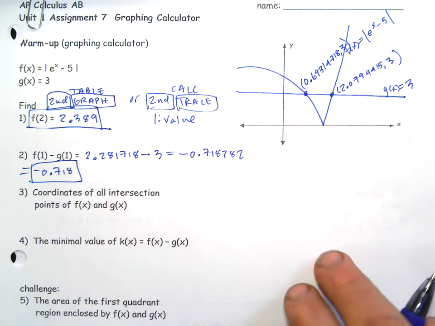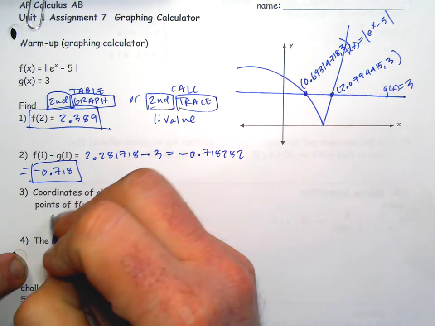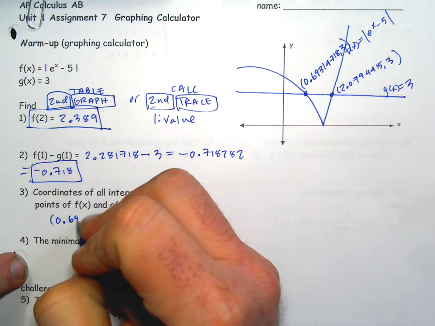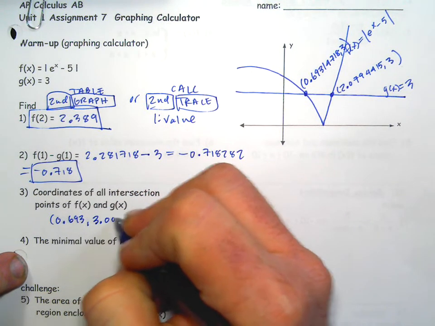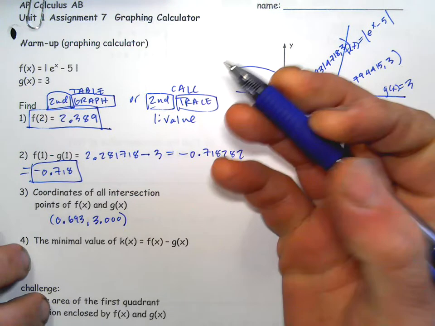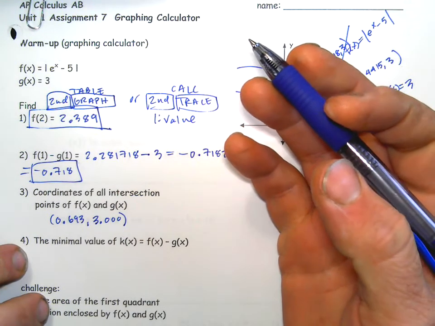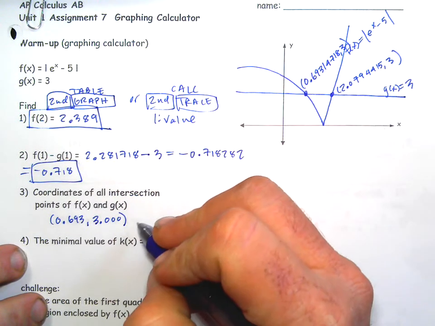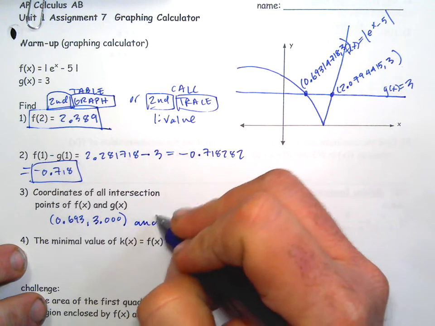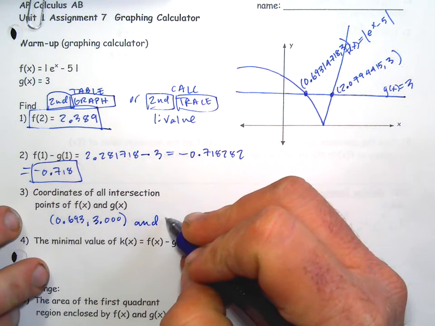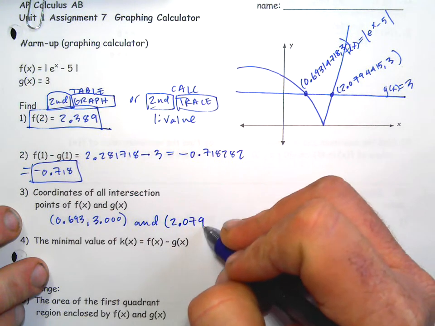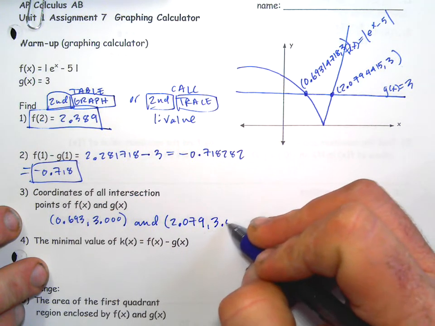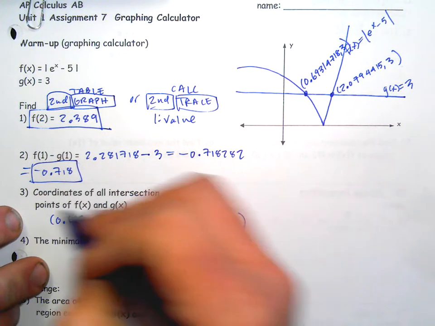So the coordinates of the intersections are 0.693, comma 3. We can put 0.000 if you want, just to communicate that you're intending to give 3 decimal accuracy, even though it came out to exactly 3. And no union. This is not interval notation. These are coordinate pairs. These are ordered pairs. 2.7094, comma 3.000. So that seems good enough.